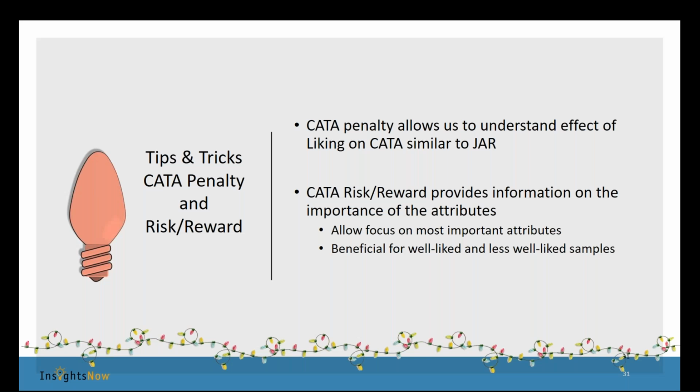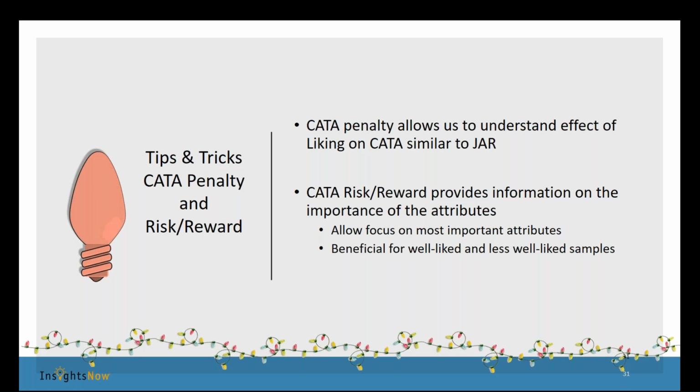All right. So a couple of tips and tricks for the penalty and risk reward analyses. CATA penalty does allow us to understand the effect on liking or any other benefit, just like you have with just about right scales. I will say that in practice, if your products are all amazingly liked, so that with jar scales there are no penalties at all, check all that apply is fabulous, because it does help you find those little nuances where there could still be small improvements, where you still have a little bit of risk with a product.